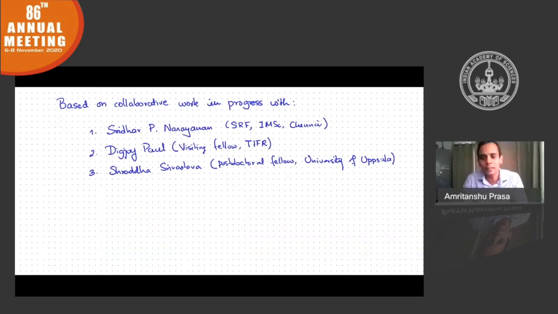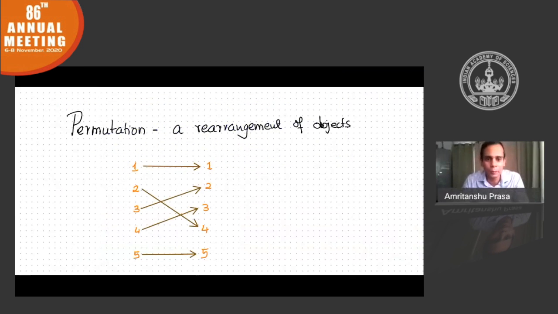Now, this work involves permutations. A permutation is just a rearrangement of some objects. So, for example, here you can see a permutation of the numbers 1 to 5. In this permutation, 1 goes to 1, 2 goes to 4, 3 goes to 2, 4 goes to 3, and 5 goes to 5.